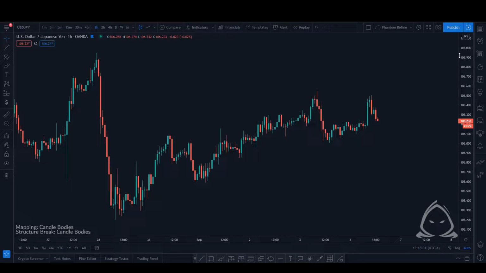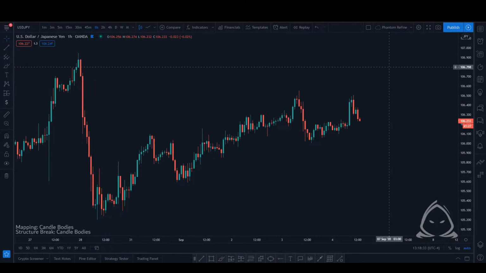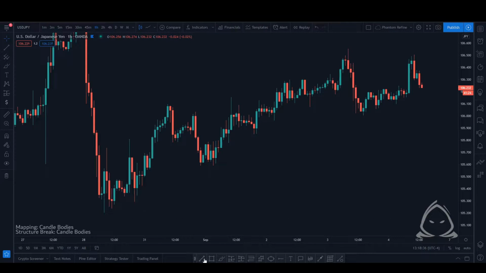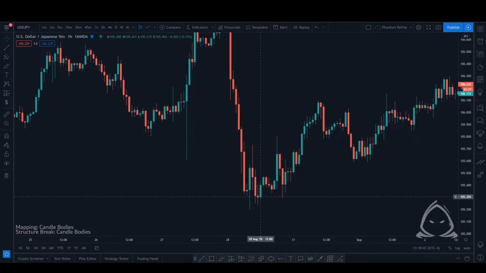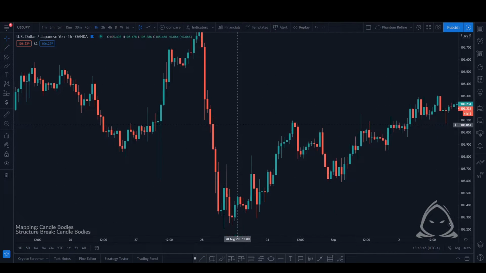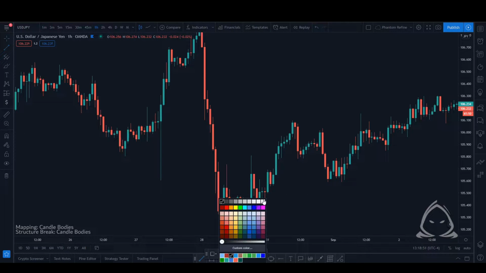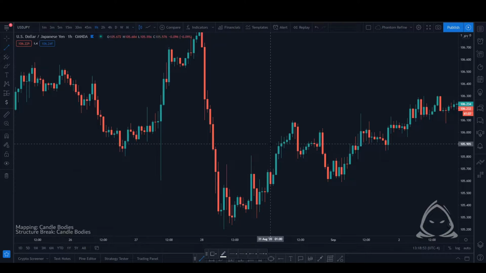So let's take a look at an example on US dollar Japanese yen, and we will start by using identification type number 1. We'll start with this bit of price action. We'll ignore the amazing drop that we've seen earlier today and just focus on the most recent price action, because the concepts still remain the same. The first type of market structure mapping is based on the bodies of the candle.